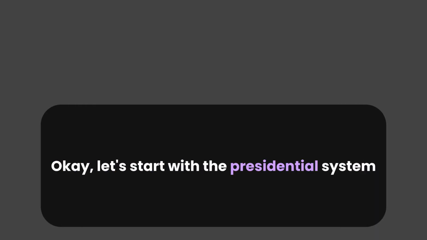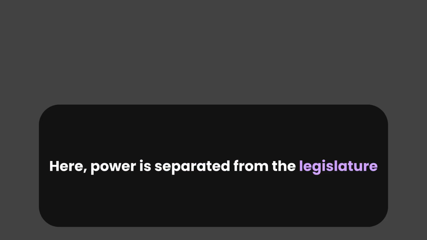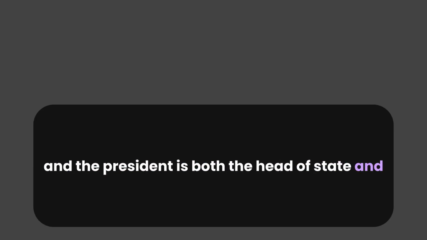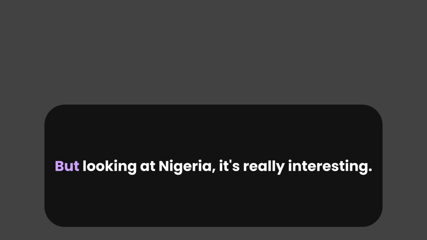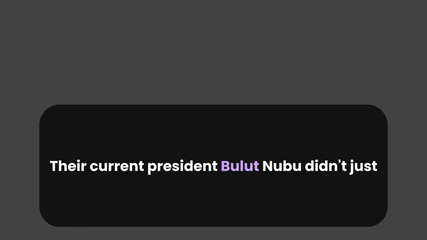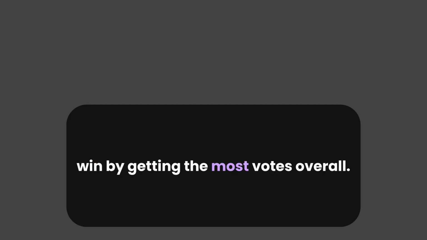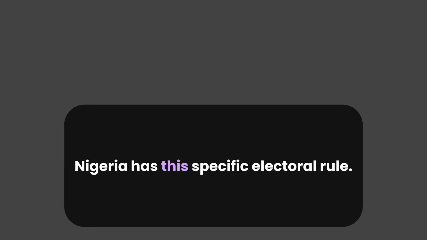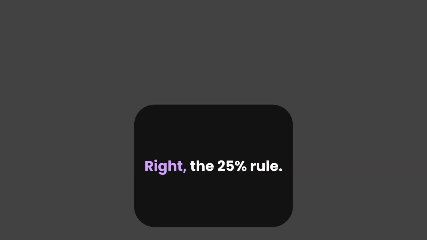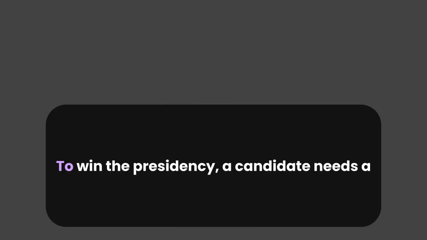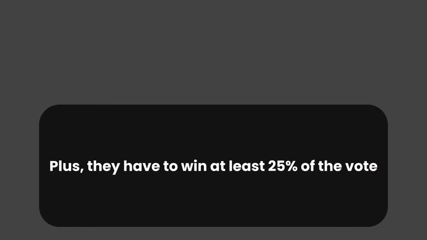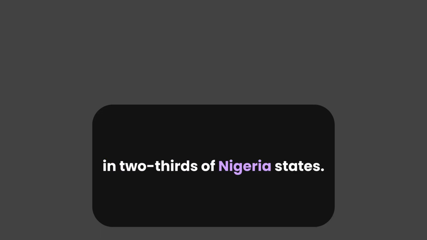Okay, let's start with the presidential system, like we see in Mexico and Nigeria. Here, power is separated from the legislature, and the president is both the head of state and the head of government. Exactly. It's a combined role. But looking at Nigeria, it's really interesting. Their current president, Bola Tinubu, didn't just win by getting the most votes overall. Nigeria has this specific electoral rule. Right, the 25% rule. To win the presidency, a candidate needs a majority of the overall popular vote. Plus, they have to win at least 25% of the vote in two-thirds of Nigeria's states.